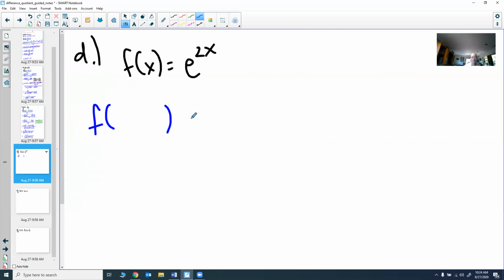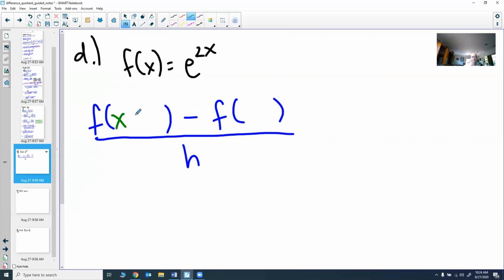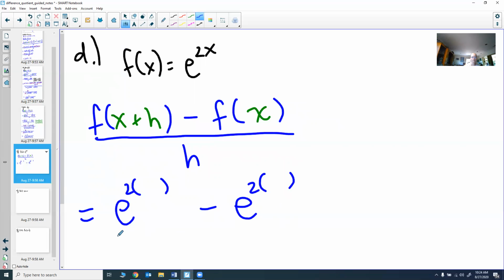Again, we have our difference quotient, the function of something minus the function of something all over h. The first something is x plus h. The second something is just x. So in this case, my function is e to the 2 times something, minus the function e to the 2 times something, all over h. In the first expression, my something is x plus h. In my second one, my something is just x.